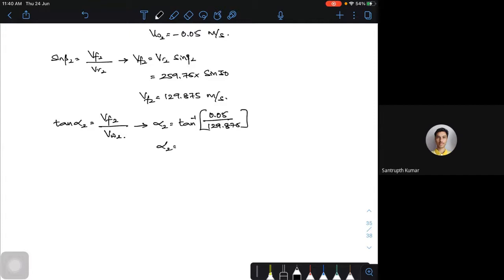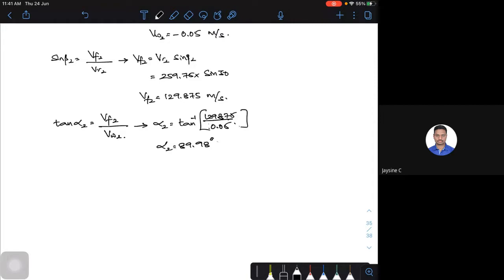Sorry, 129.875 divided by 0.05. I think I wrote opposite. 129.875 divided by 0.05 gives 89.97, yes, that means roughly around 90 degrees. Slightly 89.97, something like that we are getting now.